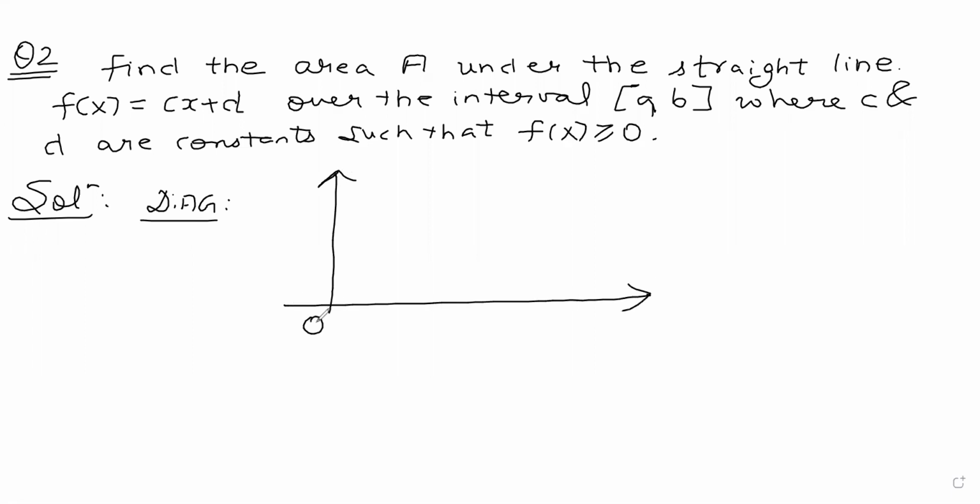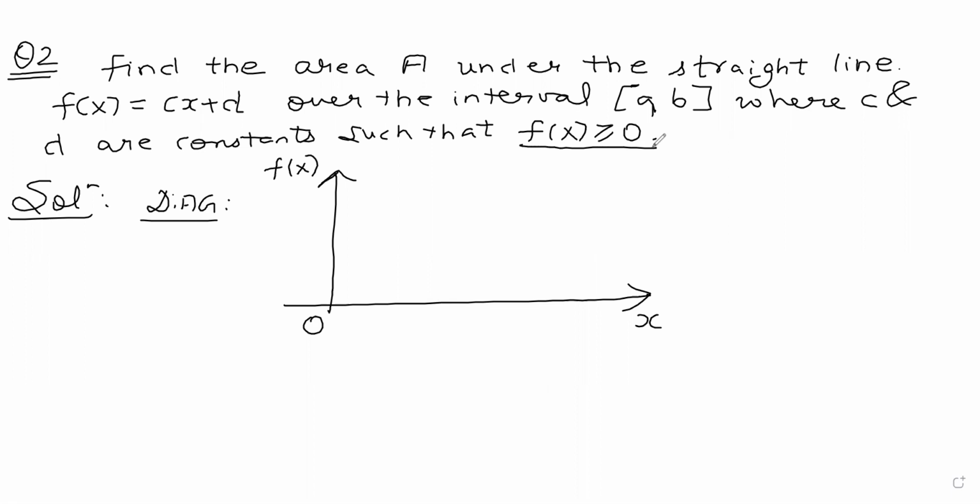So again, we have the x-axis, and we have y equal to f of x here. How do I plot the line cx plus d? We are given that c and d are constants. Both of them are positive because we are given that f of x is greater than or equal to 0.